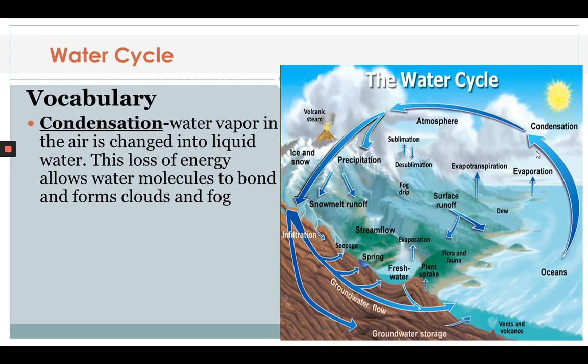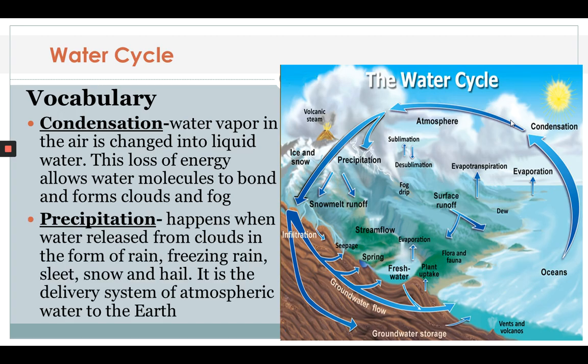What's happening in the atmosphere is as water goes up and cools off, it forms back into a liquid state. So lots of energy cools water molecules and forms clouds and fog. Over time, as these clouds have more and more water in them, they reach something called a saturation point. When saturation is reached, it causes water to, boom, come back to our surface. And that's precipitation. Precipitation is any form of water that's leaving the atmosphere and reaching Earth's surface.